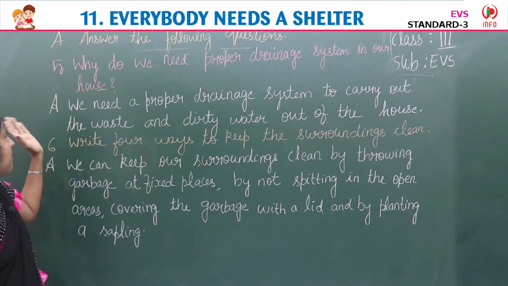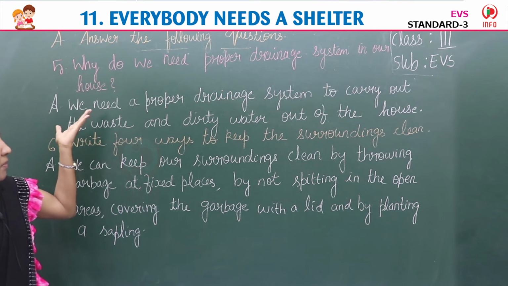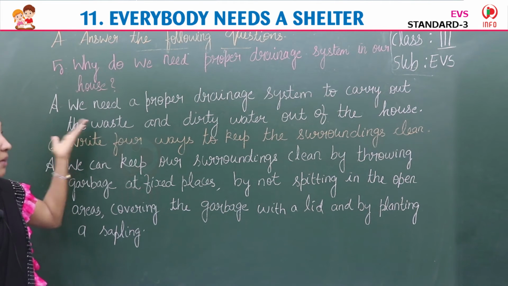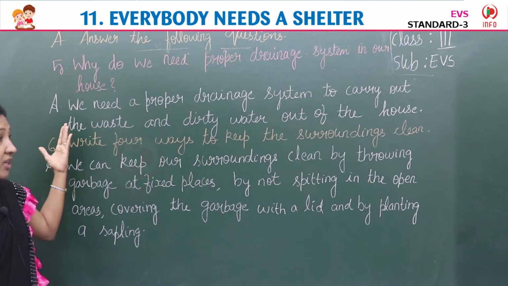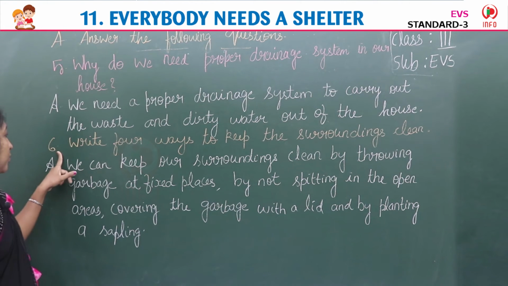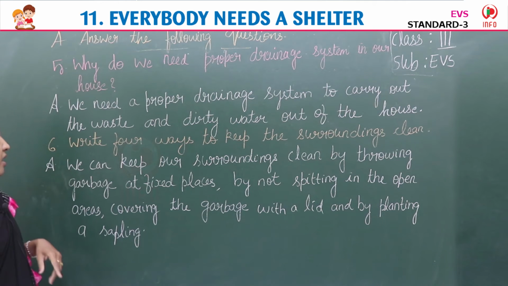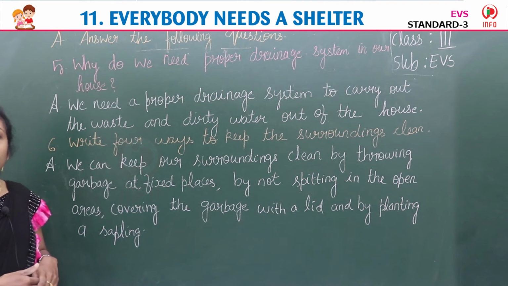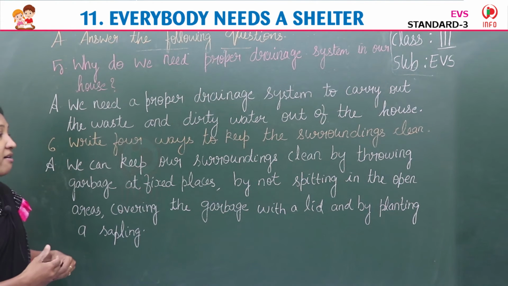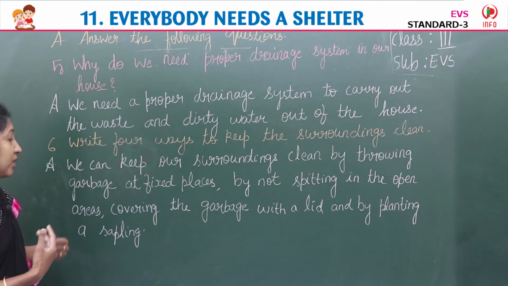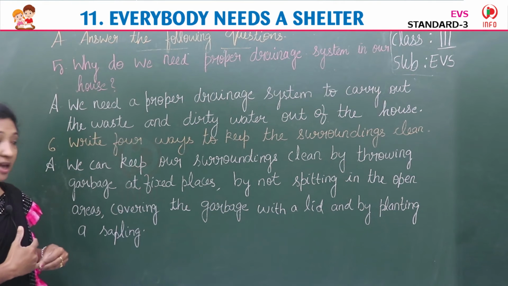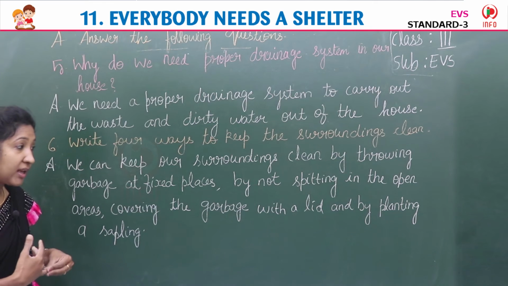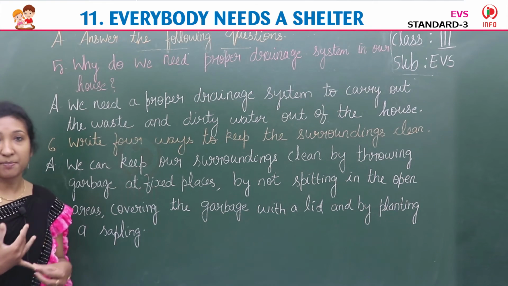So this is the last question of the exercise. Why do we need proper drainage system in our house? We need a proper drainage system to carry out the waste and dirty water out of the house. Last question, the sixth question is, write 4 ways to keep the surroundings clean. We can keep our surroundings clean by throwing garbage at fixed places, by not spitting in the open areas, covering the garbage with a lid, and by planting a sapling.